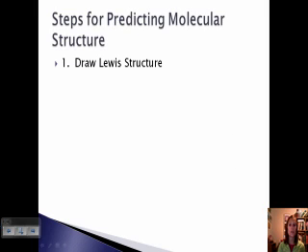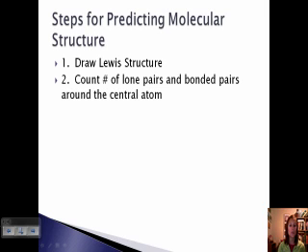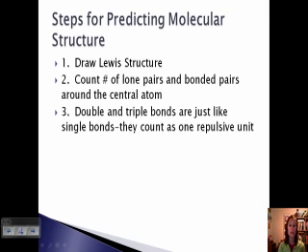So let's look at some steps for predicting molecular structure. First thing you have to do is draw the Lewis structure. We've already talked about how to do that. Then you're going to count the number of lone pairs and the number of bonded pairs around just the central atom. So it's all about locating that central atom and then looking at lone pairs and bonded pairs.